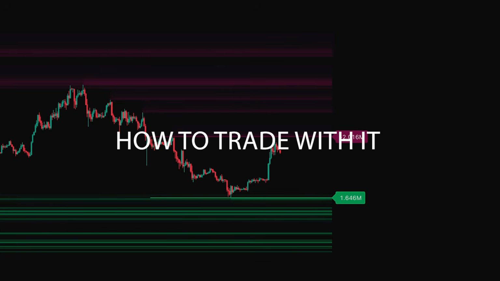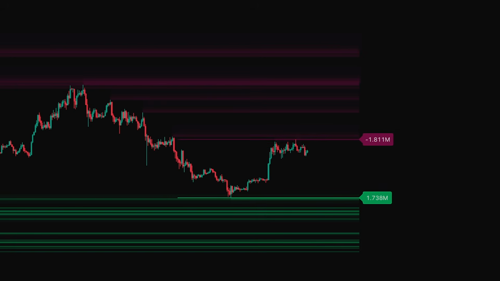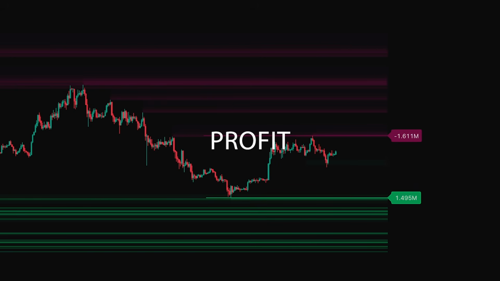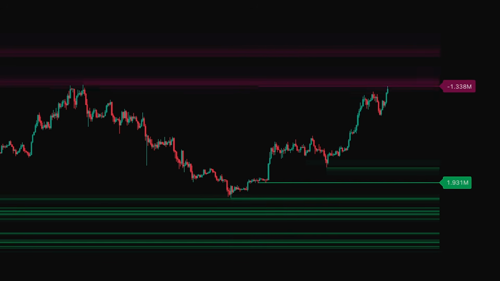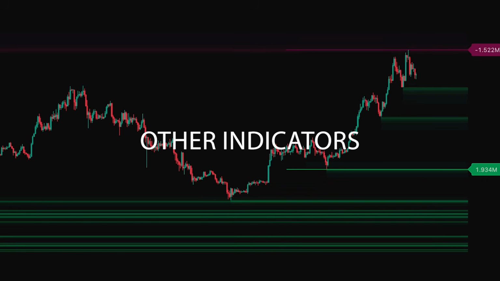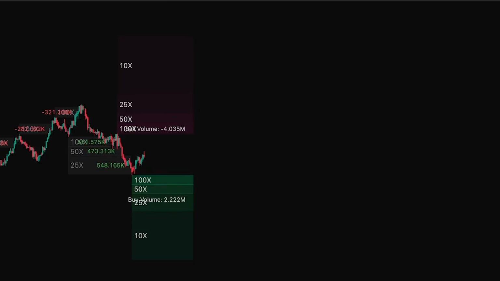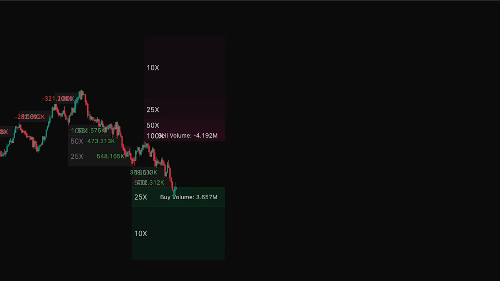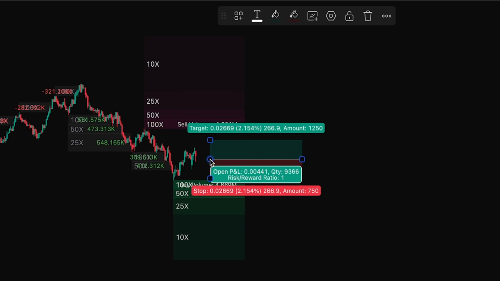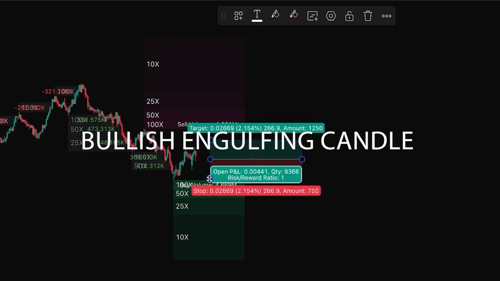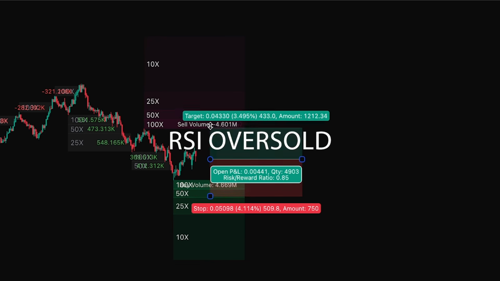How to trade with it. Now, the fun part, turning this into profits. Remember, always combine with your overall strategy, like trend analysis or other indicators. For long entries, look for price dipping toward a green lower zone. This could be a liquidity grab where stops get hit, creating a bounce. Wait for a reversal signal, like a bullish engulfing candle or RSI oversold.